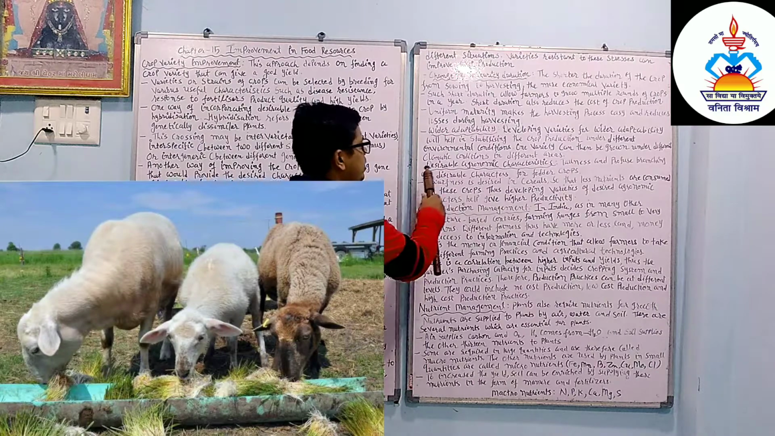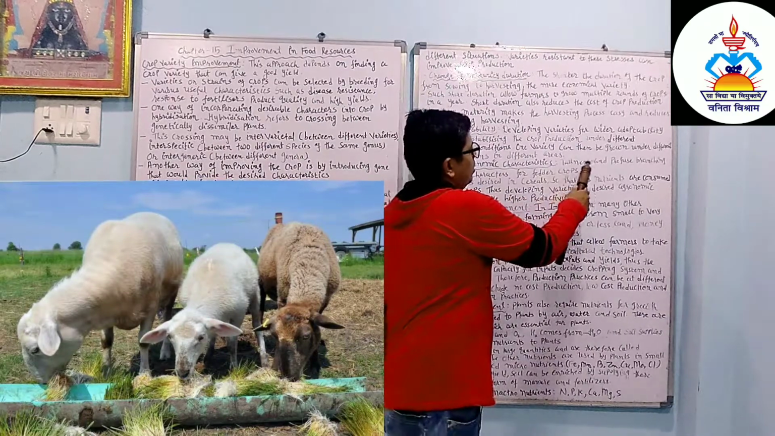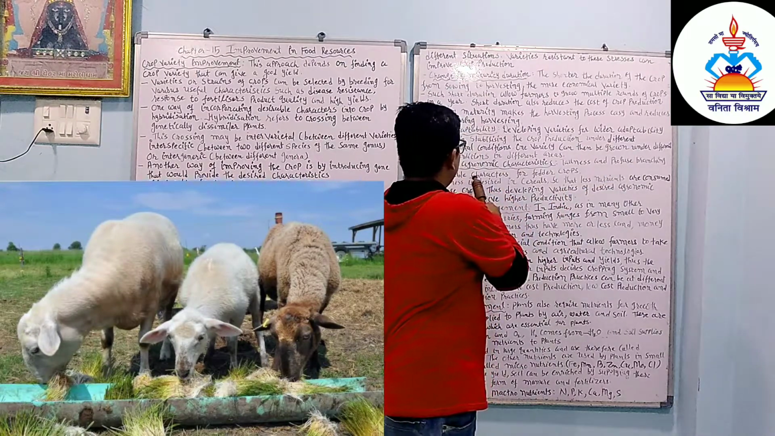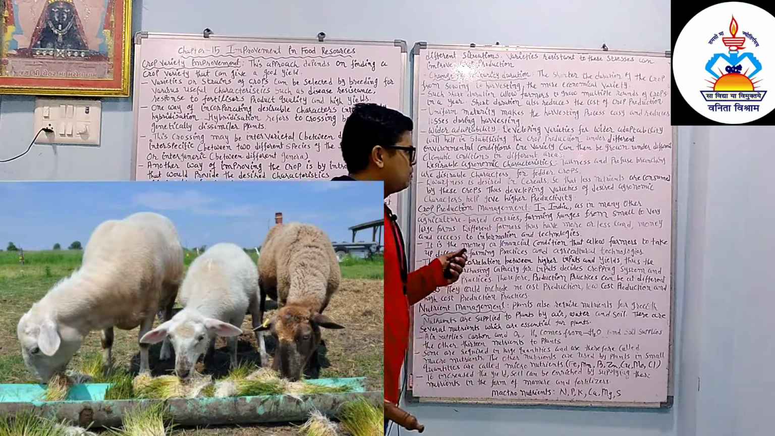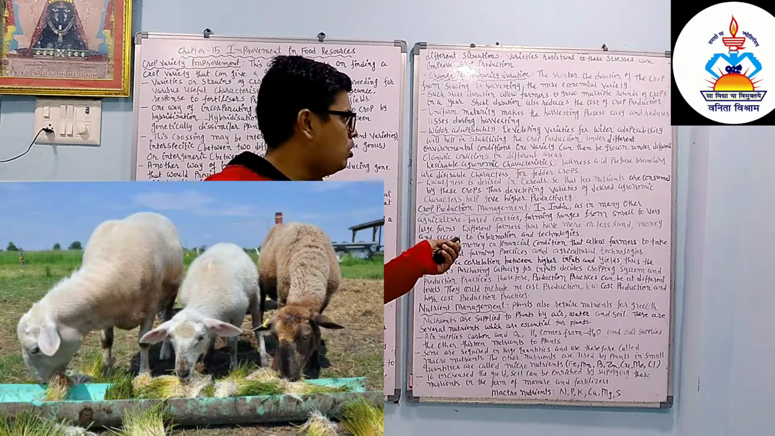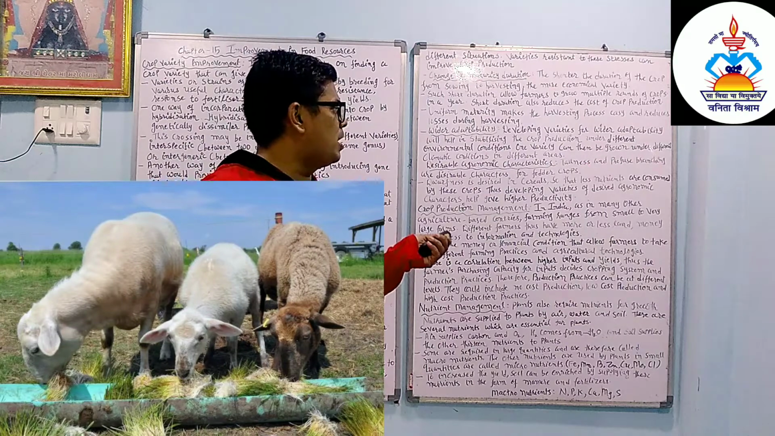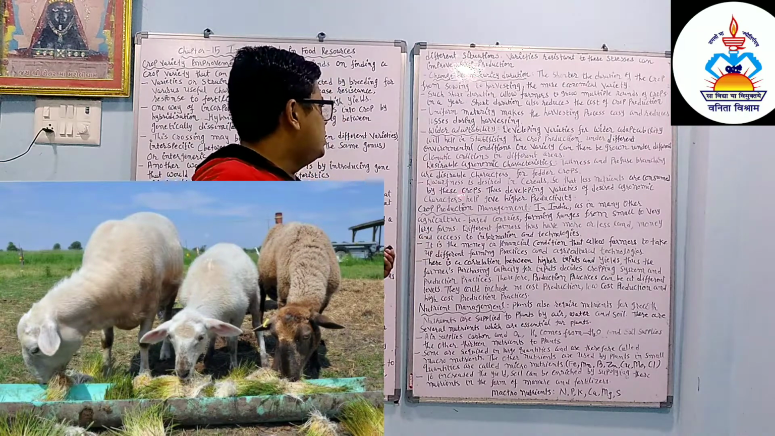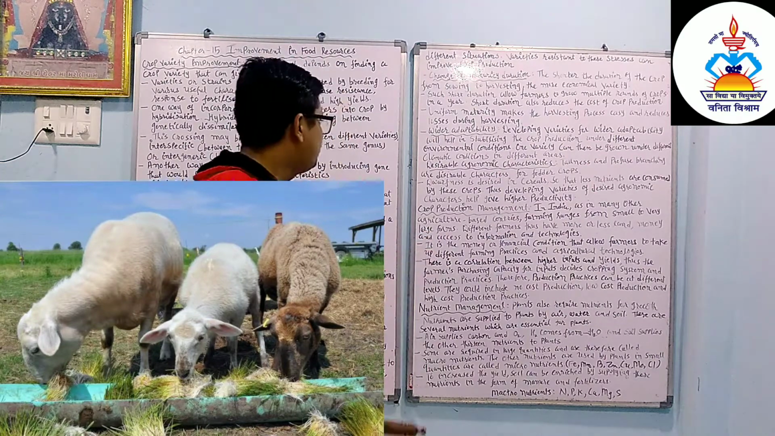Desirable agronomic characteristics. Tallness and profuse branching are desirable characteristics for the fodder crop. So for fodder crops, what is important? Tallness. And the second thing is profuse branching.